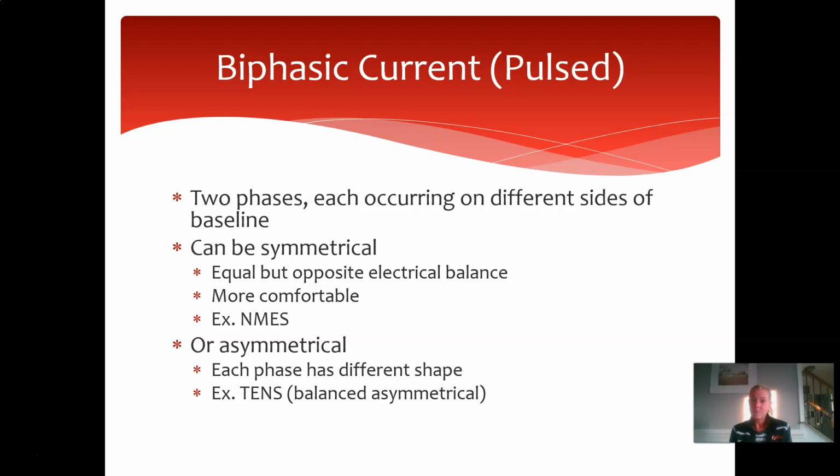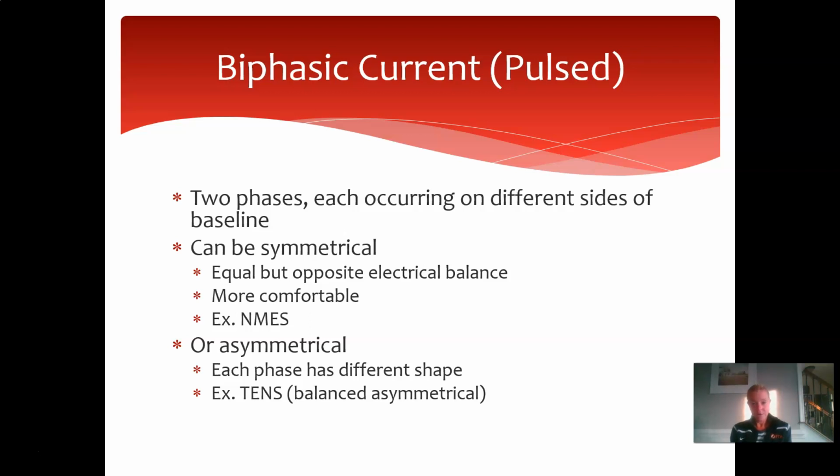And again, this is one of those slides I'm going to go over with you guys in lab to show you some examples. Neuromuscular E-stim, some of you may have heard of. It is a type of stim that we use in order to elicit muscle contractions in patients who may be having difficulty achieving that on their own. It's pretty comfortable, but it is a type of symmetrical biphasic current.